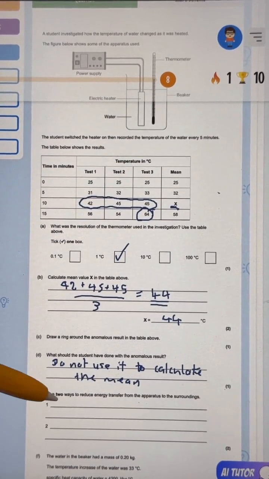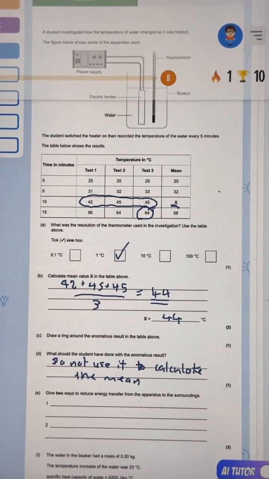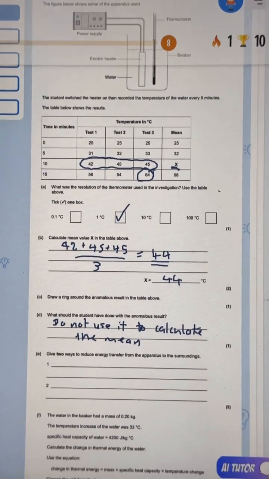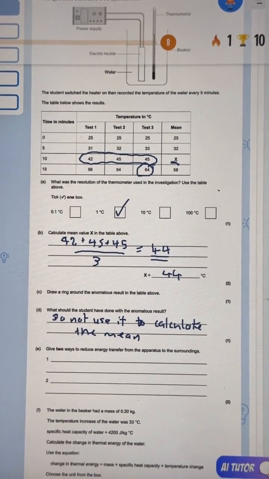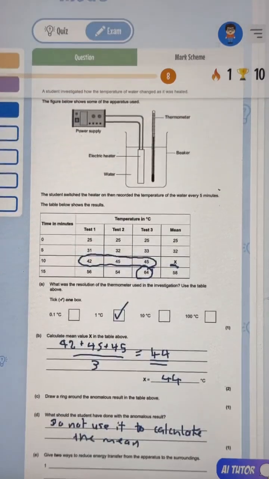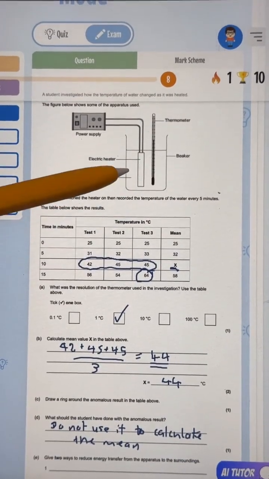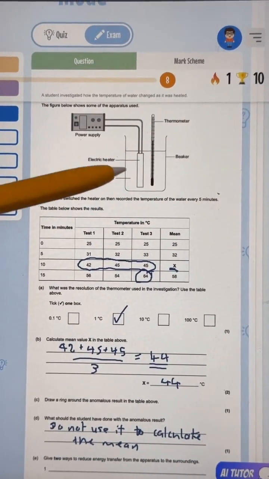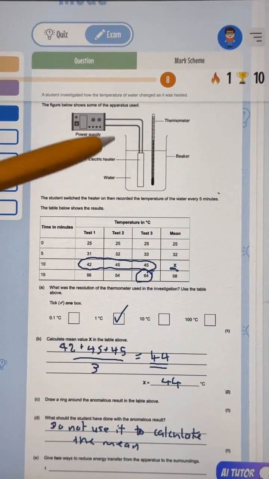Give 2 ways to reduce the energy transfer from the apparatus to the surroundings. So how would you reduce the energy transfer from this apparatus here to stop the heat escaping from this water, from the electric heater heating up the water?